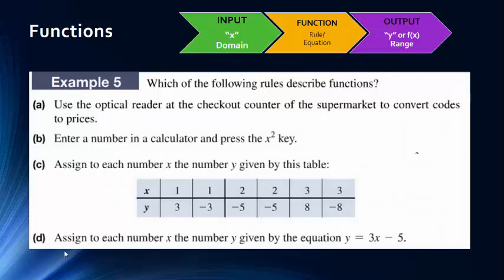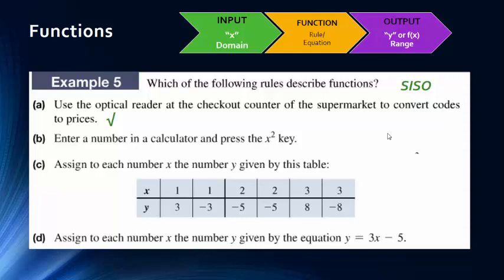So let's try to think about this. Which of the following rules describe functions? A: You use the optical reader at the checkout counter of the supermarket to convert codes to prices. Let's say you buy 3 cans of soup, all the same tomato soup. You would expect that each can, when you scan it, has the same output. First can, $1.20. Second can, $1.20. Third can, $1.20. So this is an example of seesaw. Same input, same output. So A is indeed a function.